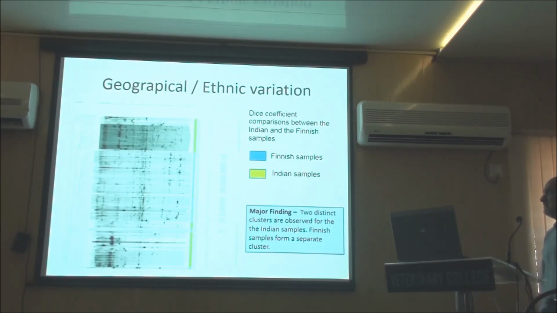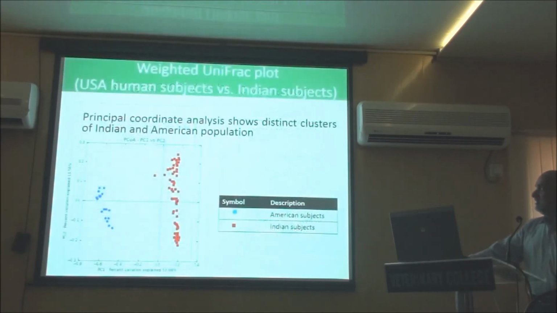we found that the Indian teens, they form the green color, they form a very distant group as compared to Finnish teens. There could be various factors contributing to that: genetic factors, environmental factors, and regional differences.